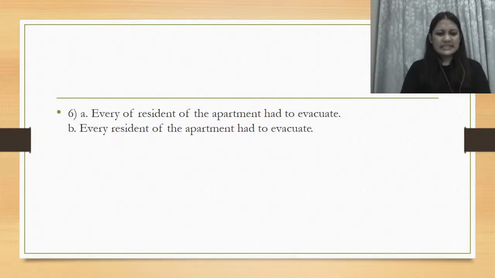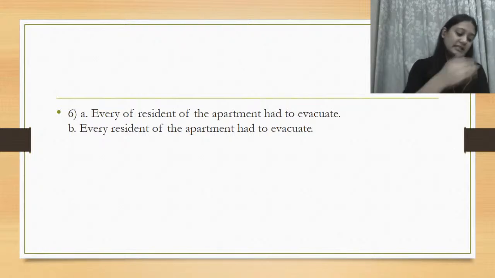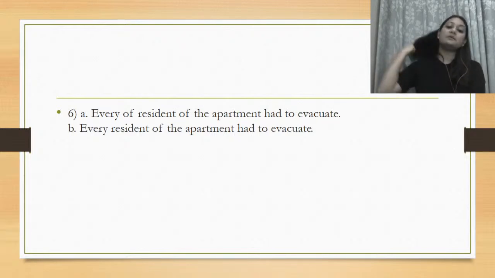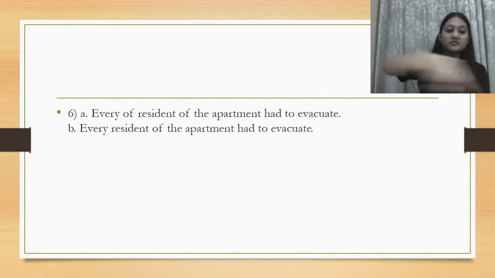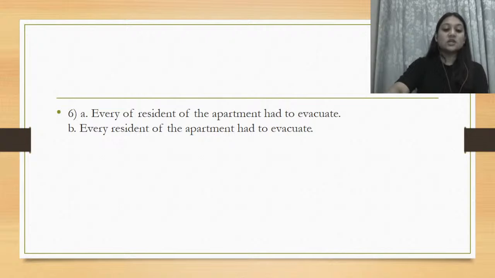Every of resident of the apartment had to evacuate. Or every resident of the apartment had to evacuate. Very simple. It is every, like each and every, almost each one of them was supposed to leave the place. And it's about an apartment, right? There are so many buildings there, and every person, all of them, the whole larger group. So we have to use every here, because we're talking about a larger group. That is answer number B. Every resident of the apartment had to evacuate.